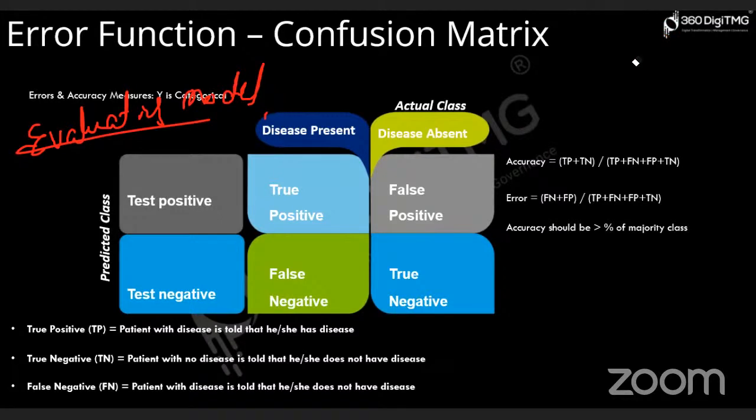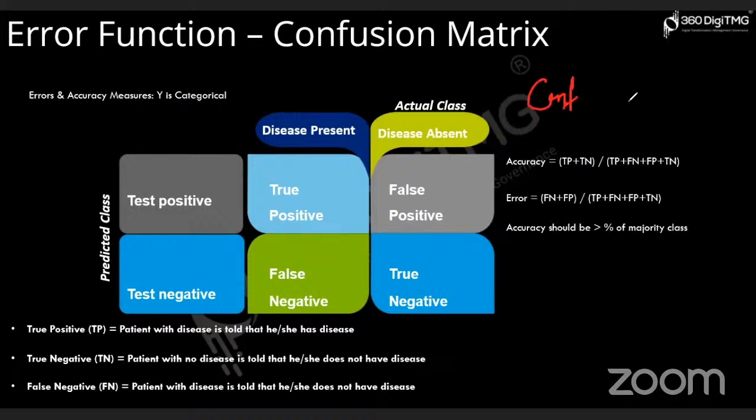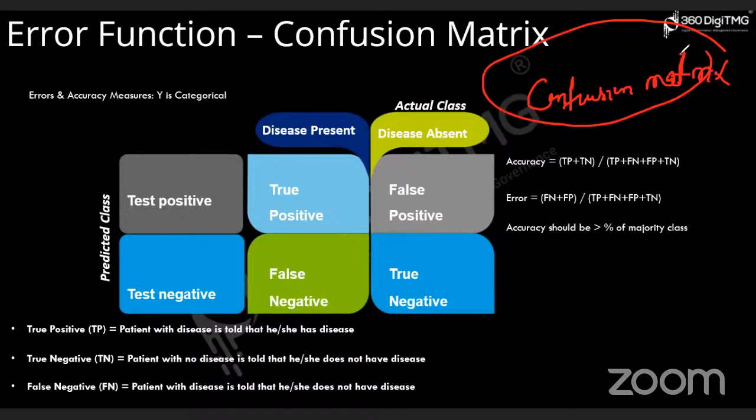So we have different processes when it comes to classification, and when it comes to regression, we have completely different processes. When it comes to classification, we have something like a confusion matrix. So what is a confusion matrix?